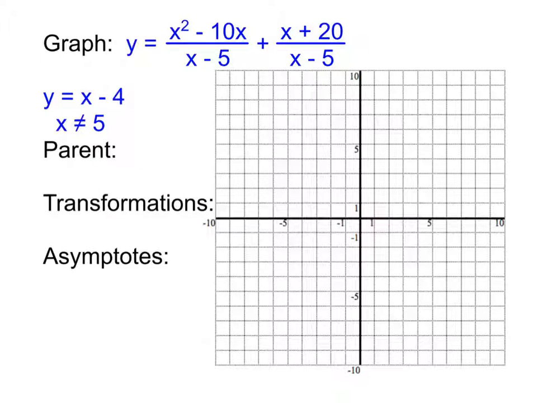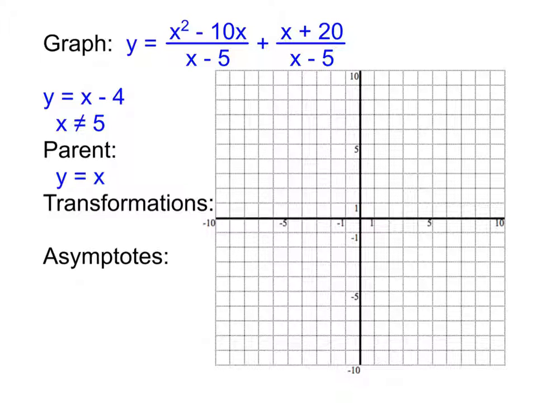So then let's actually take a look at how we would make this graph. What is our parent function going to be? Yeah, the parent function here is just y equals x. It's not 1 over x because it's not 1 over x minus 4. It's just x minus 4.